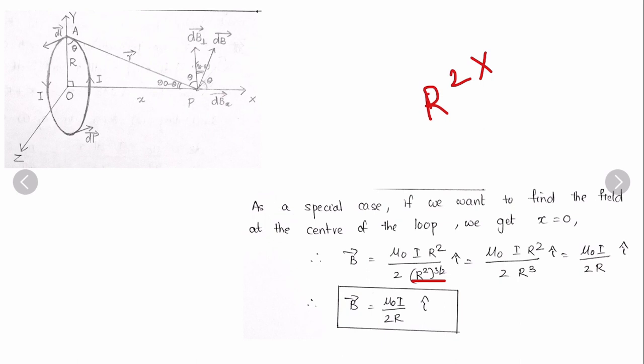So what we have done today is, we have derived the expression for the magnetic field on the axis of a circular coil carrying current. At the same time, we have also derived the expression for the magnetic field at the center of a circular coil carrying current.